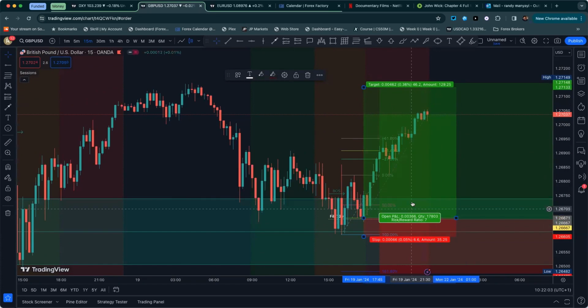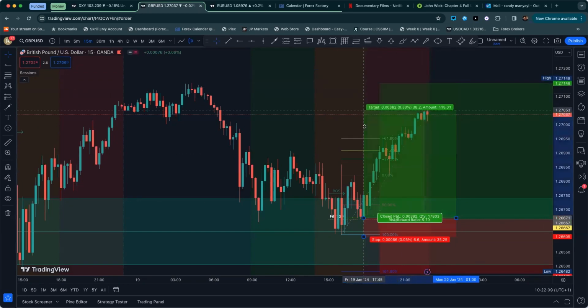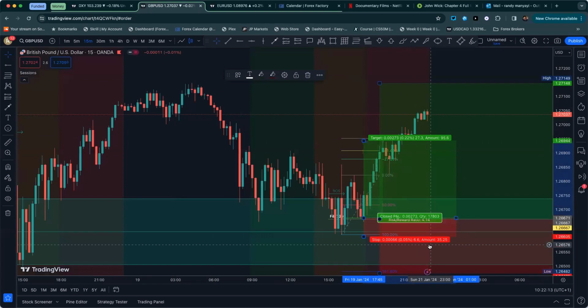A trade like this will enable you to pass your phase one quick, and you don't even need a 7R. By here, if you risk 2%, you've already passed the challenge.